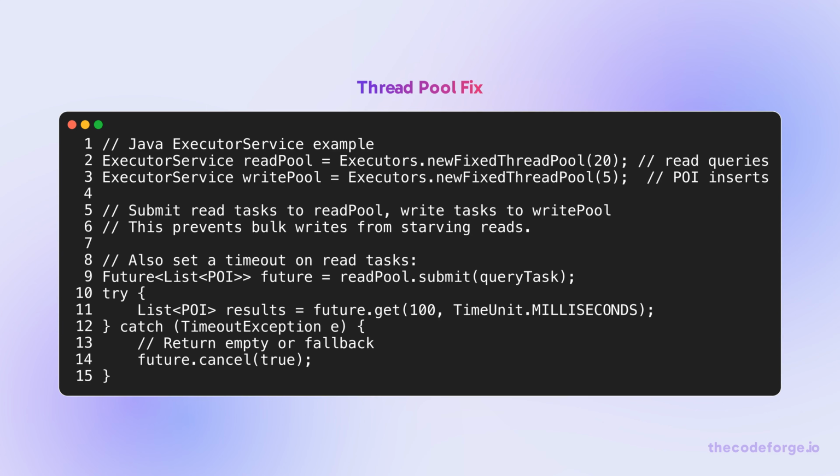Here's the fix: separate thread pools for reads and writes. The read pool has more threads, and the write pool has a bounded queue to apply backpressure to bulk imports. Also set a timeout on read tasks to handle slow queries gracefully.